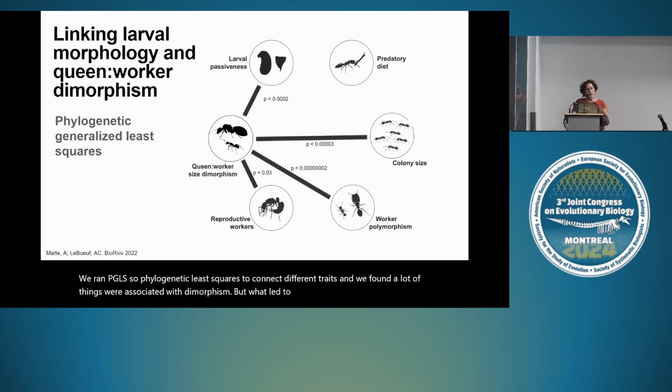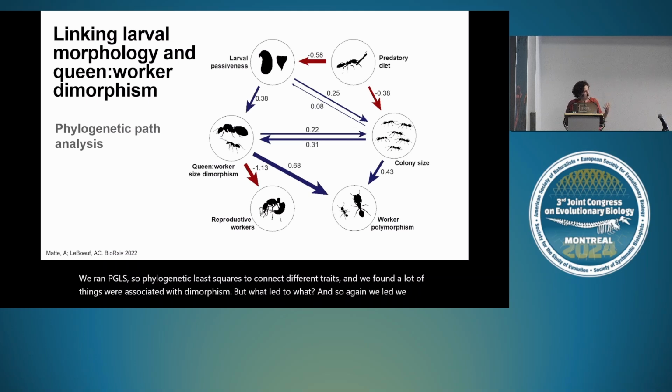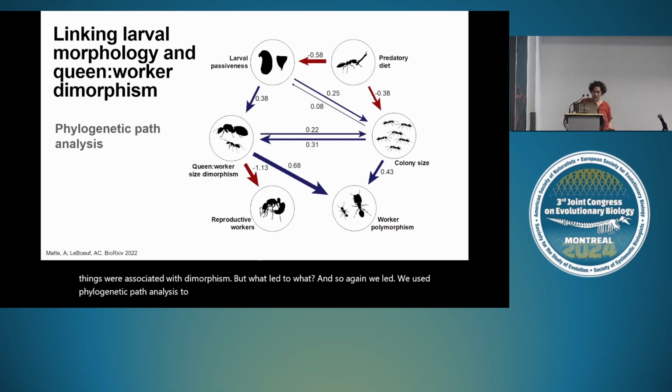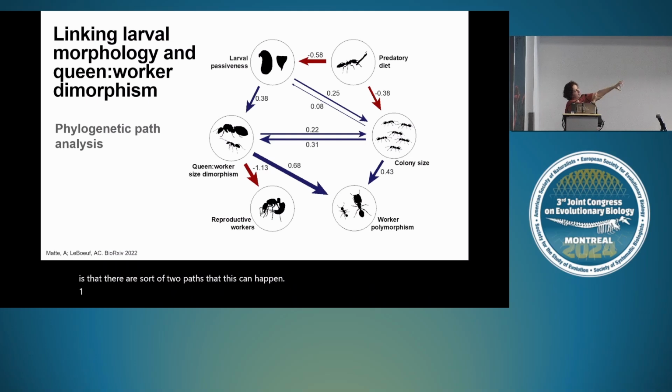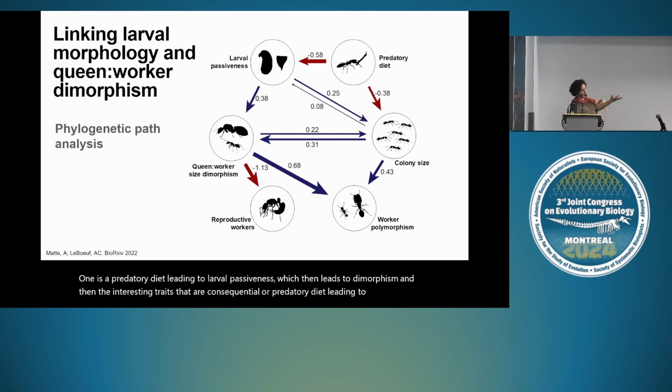And so again, we used phylogenetic path analysis to test a number of causal models. What we see here is that there are two paths this can happen. One is a predatory diet leading to larval passiveness, which then leads to dimorphism, and then the interesting traits that are consequential. Or predatory diet leading to colony size changes, which can then feed back towards queen-worker dimorphism. So fundamentally, both things are happening. We find a stronger push through larval passiveness, which also leads to changes in colony size.